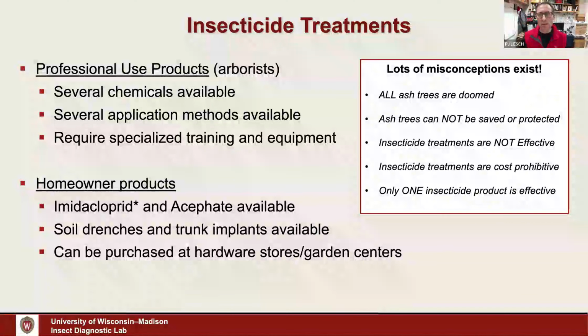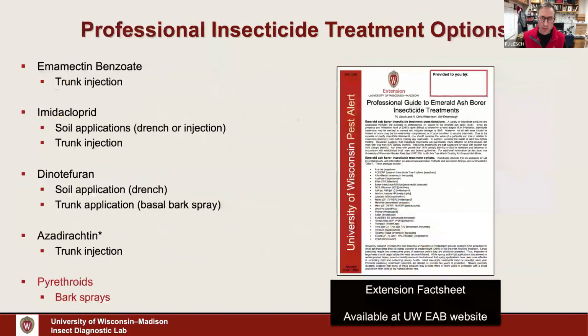And I want to say there's just a lot of misconceptions about chemical treatments. Are all ash trees doomed? No. Can we save and protect them? We can if we do the treatments properly, if those trees are in good health to begin with. If you've got a tree that's already lost 60% of its canopy, it's just too late for that tree. The treatments aren't going to be effective for that case. Are the insecticide treatments cost effective? Depends on the situation and scenario. Sometimes folks think there's only one effective treatment. There's a number of effective treatments, but you have to understand some of the caveats associated with them.